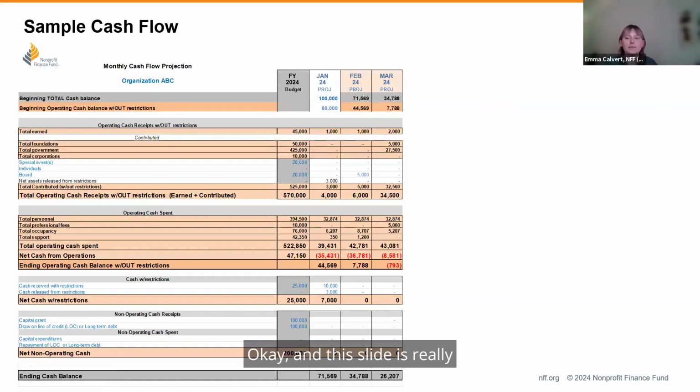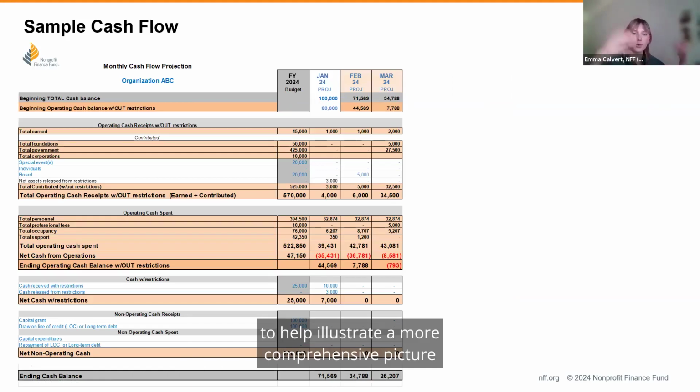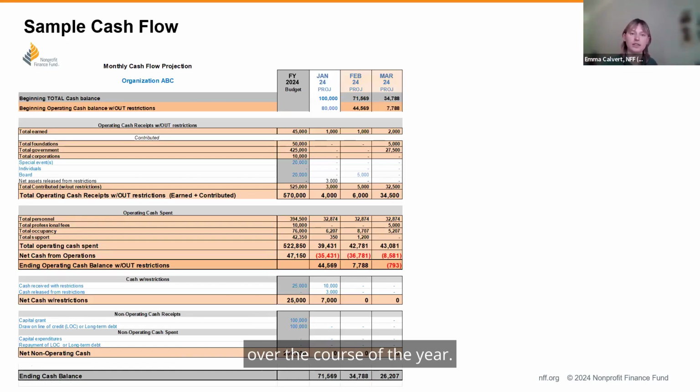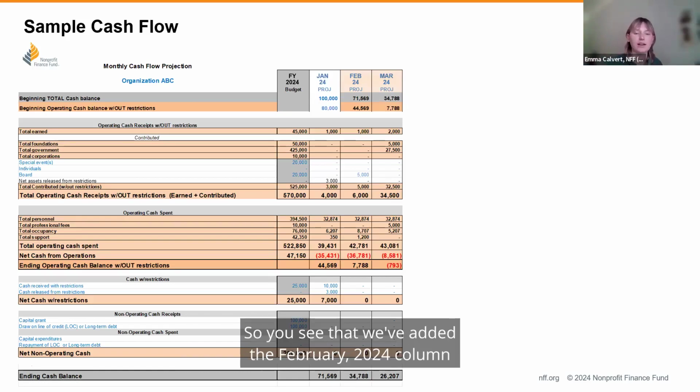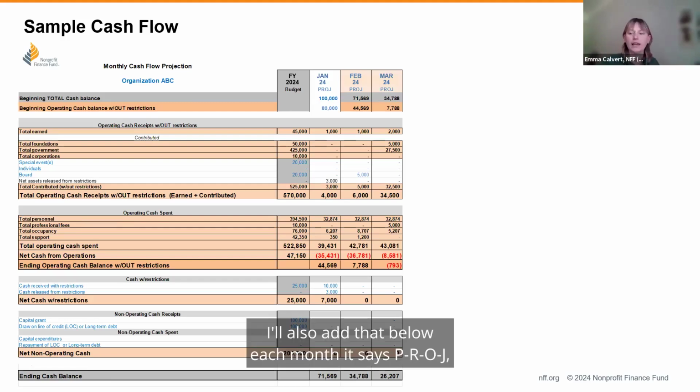Okay, and this slide is really just adding another level of detail by breaking out cash flow into more months to help illustrate a more comprehensive picture of what your cash flow projections can look like over the course of the year. So you see that we've added the February 2024 column and March 2024 column. I'll also add that below each month it says PROJ, and that's just an abbreviation for projection.